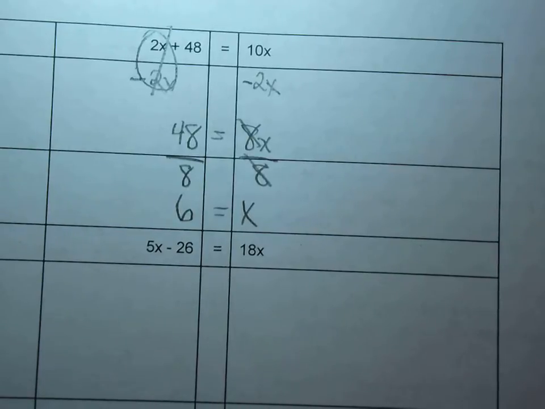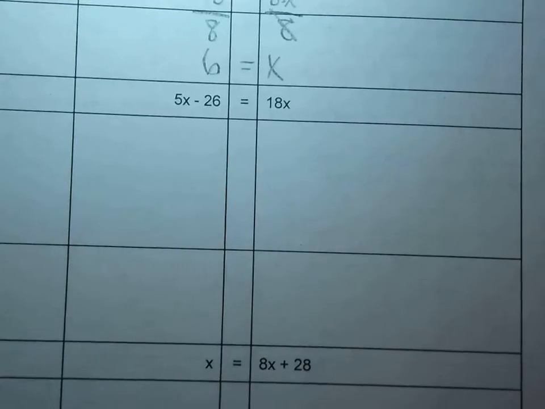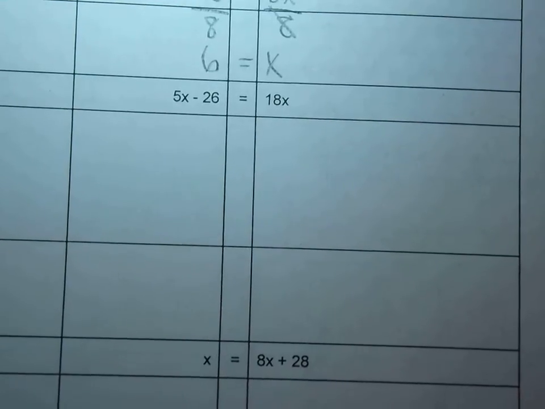Okay, next problem. I have 5x minus 26 is equal to 18x.